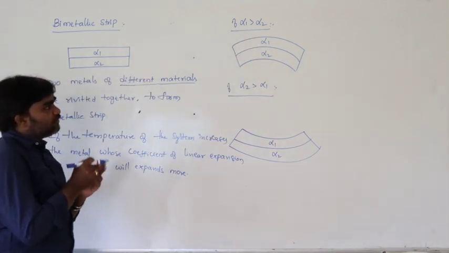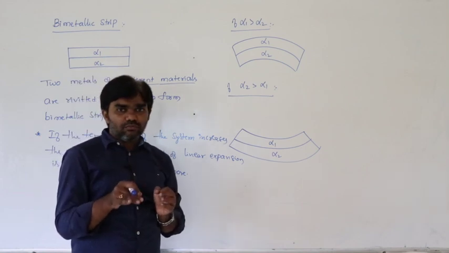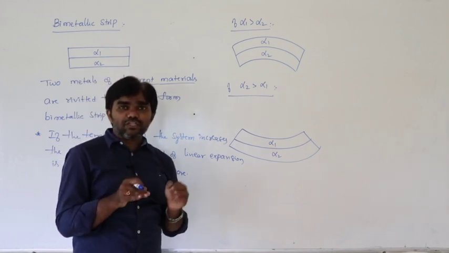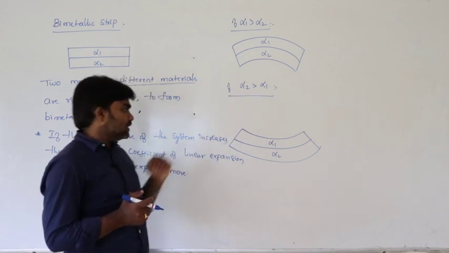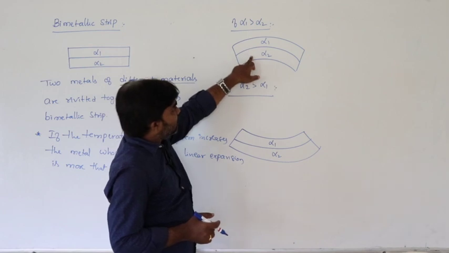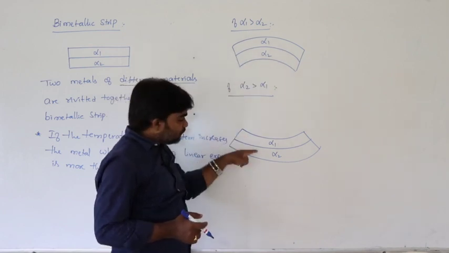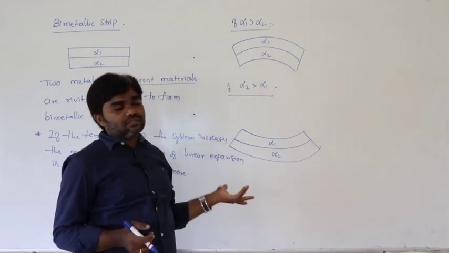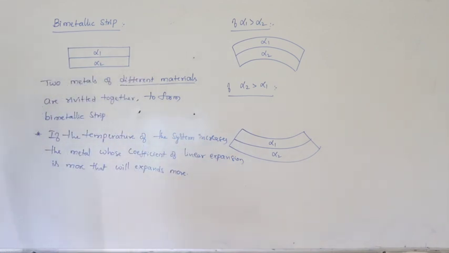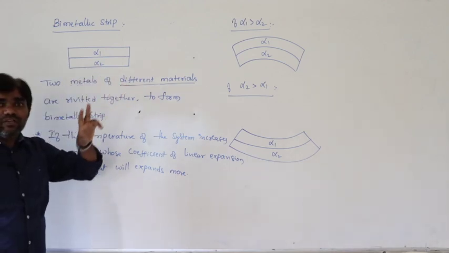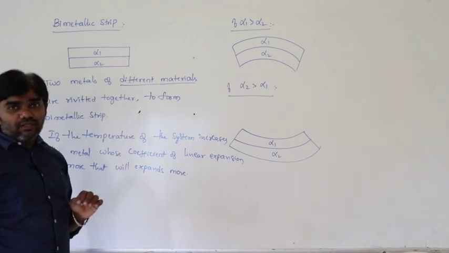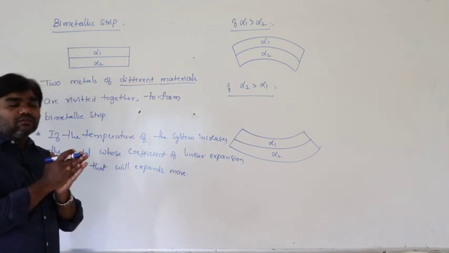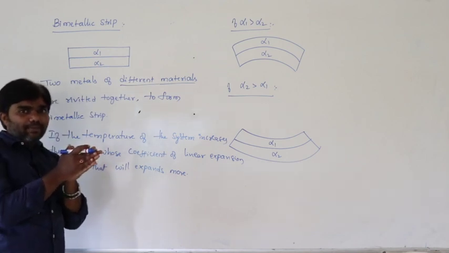The metal having the greater coefficient of linear expansion will expand more. That is the concept here. If alpha 1 is greater than alpha 2, then it bends like this. If alpha 2 is greater than alpha 1, then it bends like this. So, that is the shape. This is the concept of the bimetallic strip: two metals having different coefficients of linear expansion are riveted together to form the bimetallic strip. Riveted means combined like this.